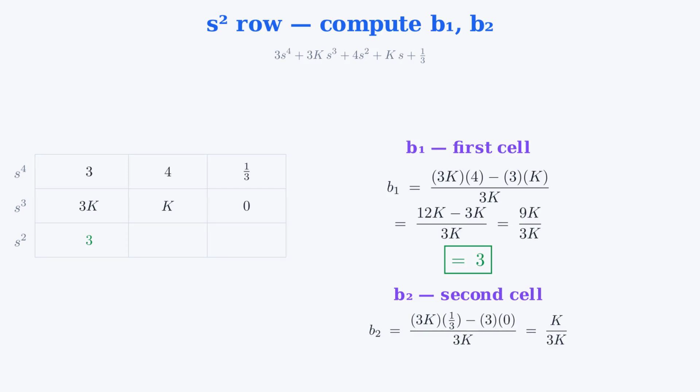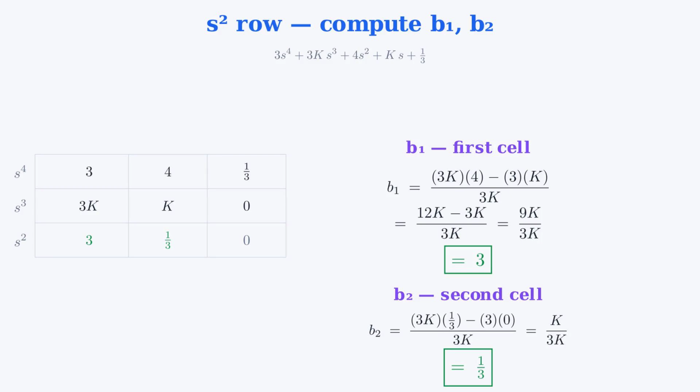Second cell, call it B2. Top row 3 and 1/3. Bottom row 3k and 0. Cross multiply. 3k times 1/3 is k. 3 times 0 is 0. Subtract: k minus 0 is k. Divide by 3k. k divided by 3k is 1/3. B2 equals 1/3.